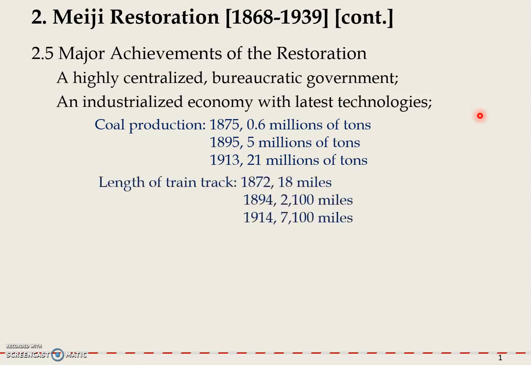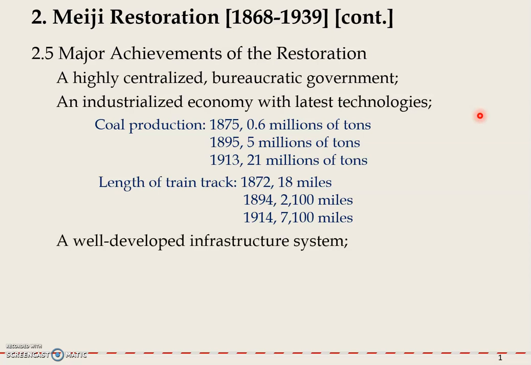And we could also look at the length of the train track. Again, because transportation is another important component of an industrialized economy. Back in 1872, Japan had only 18 miles of train tracks, but about 4 decades later, in 1914, it had already 7,100 miles of train tracks. Again, in these statistics at the sector or industry level, we find they already increased a lot.